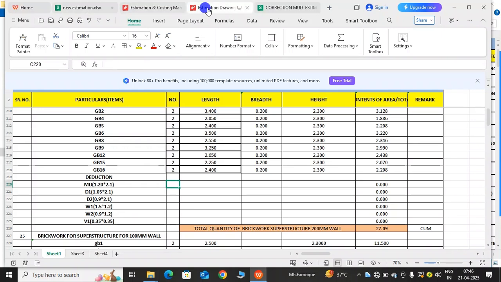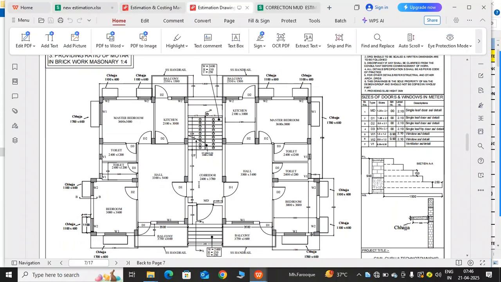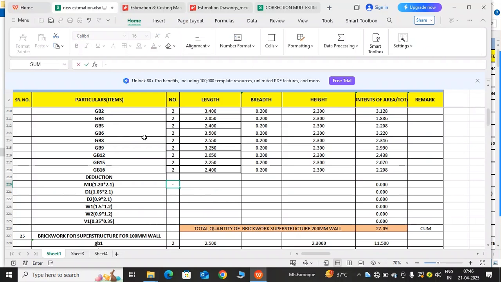I am coming to the drawing here. Look at this, find MD. Here it is written MD. Do we have MD somewhere else? No. So it means we have only one MD. So right here, we write 1. This is the length and this is the height. What is the breadth? It is 200 wall, so we should write 0.200. What is the height of the door? The height of the door is 2.1 meter.